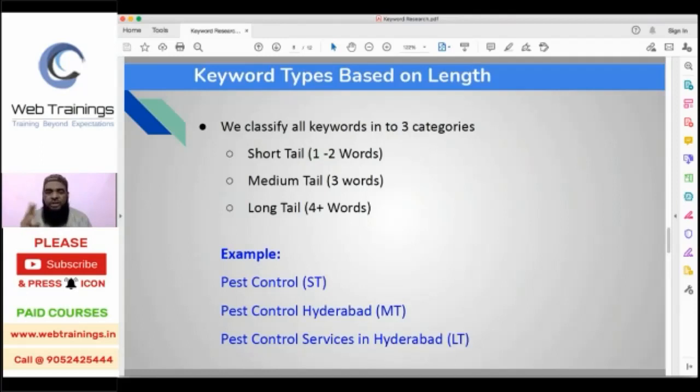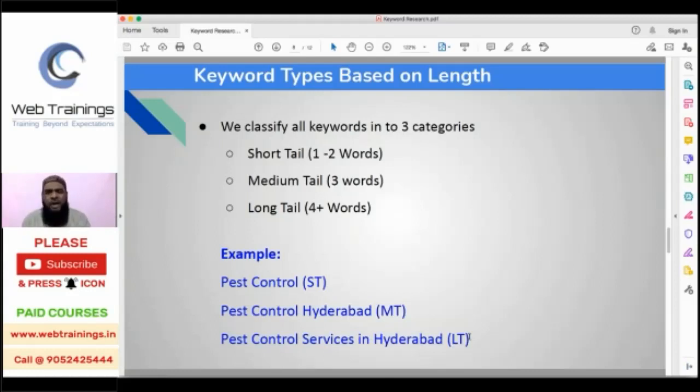They are divided into three types: short tail, 1 or 2 words; medium tail, around 3 words; and long tail, which are most of the time 4 words plus. Think about an example here. Pest control, just 2 words, short tail. Pest control Hyderabad, medium tail. Pest control services in Hyderabad, long tail, right?